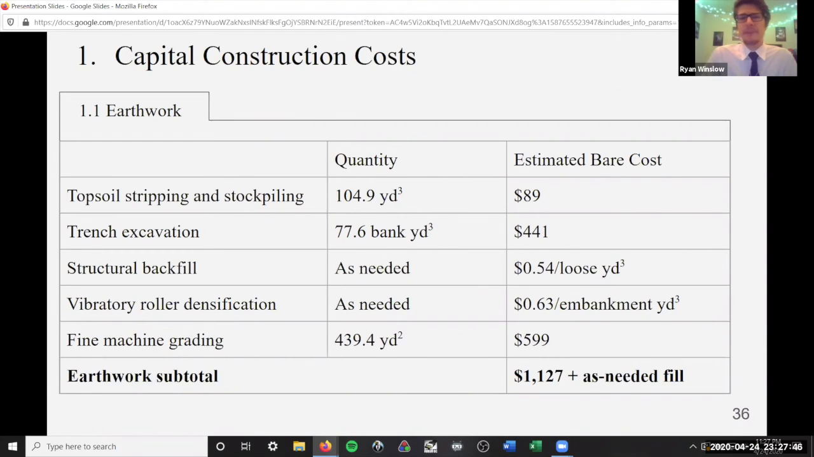Structural backfill and vibratory roller densification will be required as needed if there are any imperfections in grade on site. Lastly, fine machine grading will be used to confirm that the site is level to specification. In total, the earthwork is expected to cost $1,100 plus the price of the as-needed fill.